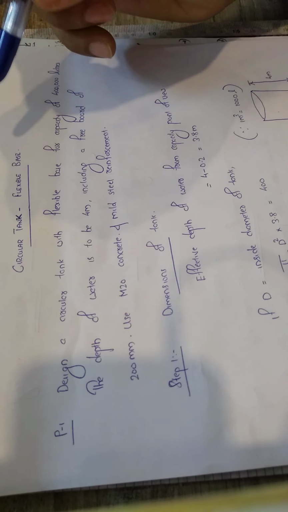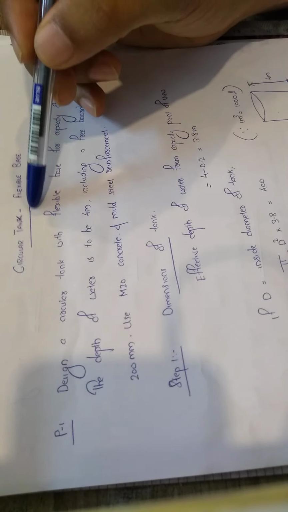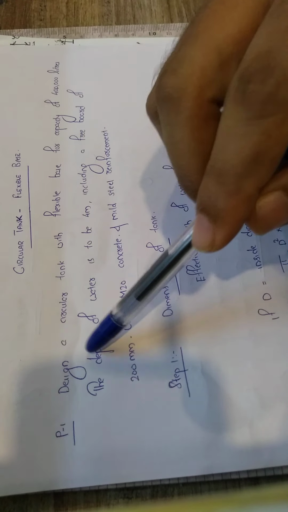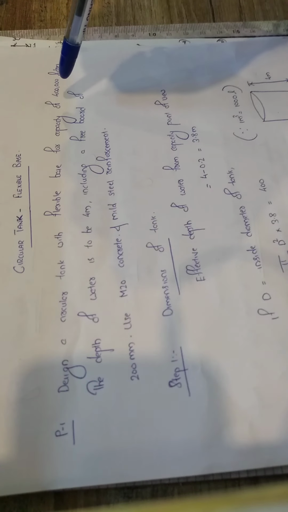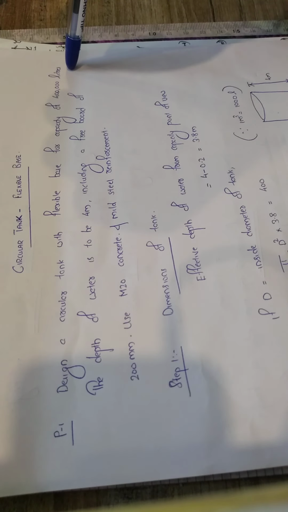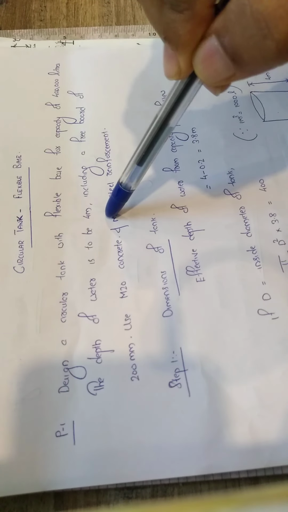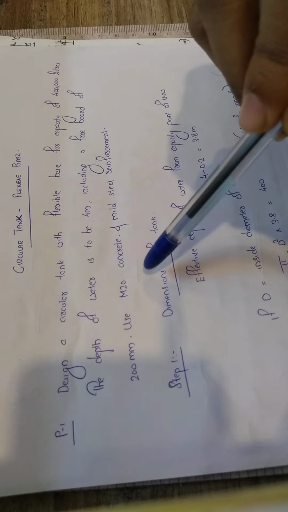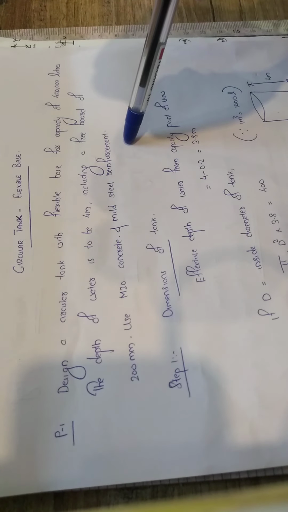So in this video we will be discussing the design of a circular tank with flexible base. Let us take this particular problem. Design a circular tank with flexible base for a capacity of 400,000 liters. The depth of water is to be 4 meter, including a freeboard of 200 mm. Use M20 concrete and mild steel reinforcement.